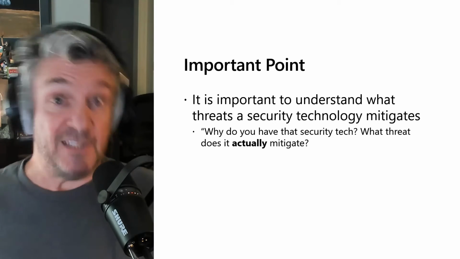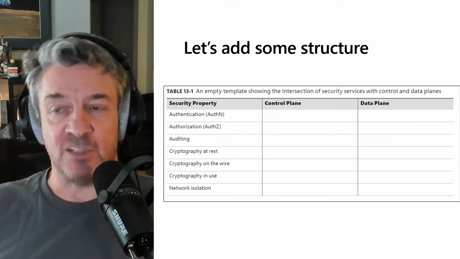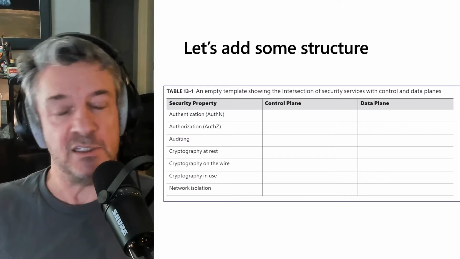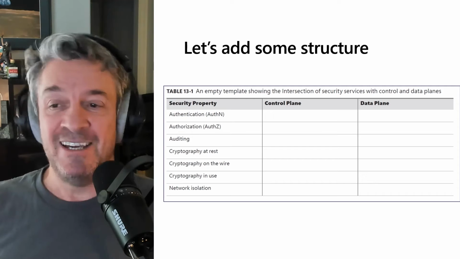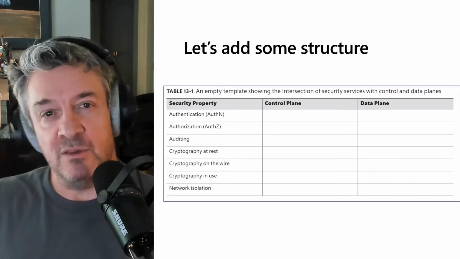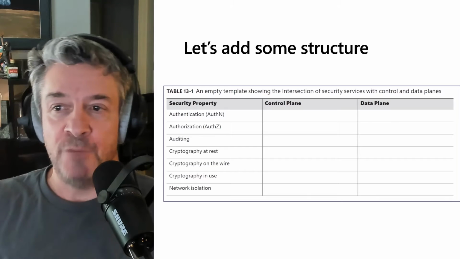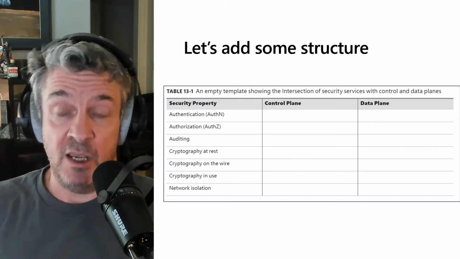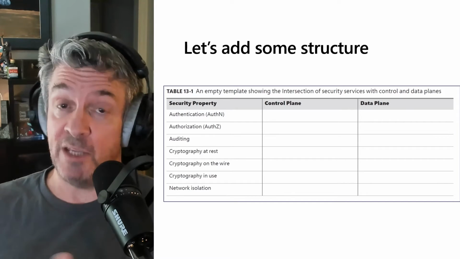So before we get stuck into that, let's take a step back and add some structure to all of this. How do we think about security when we're designing a system? This is actually lifted straight from the book, probably chapter 13. When you're thinking about what mitigations and security technologies we're going to use, you really have to think about what security property they provide, and at what plane. So there are two planes: the control plane and the data plane.